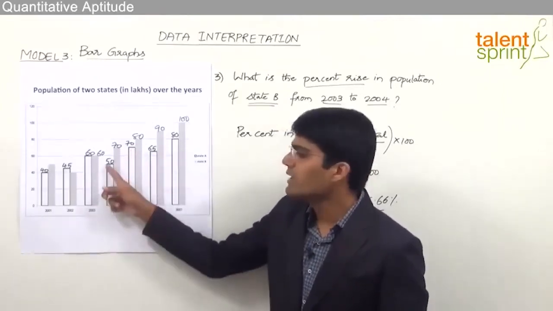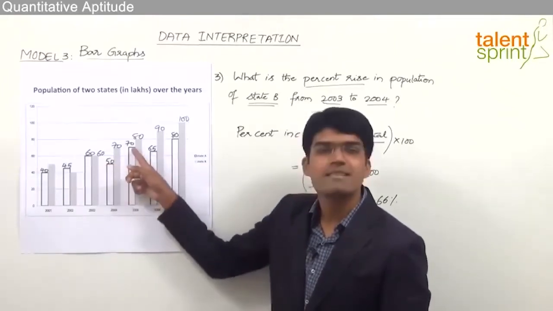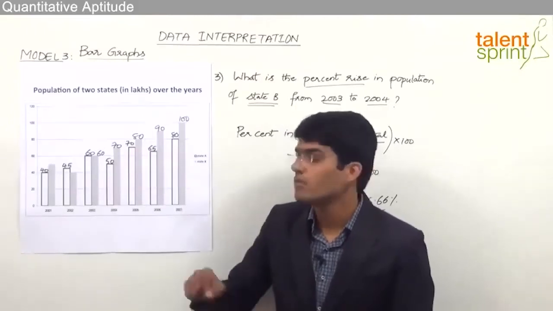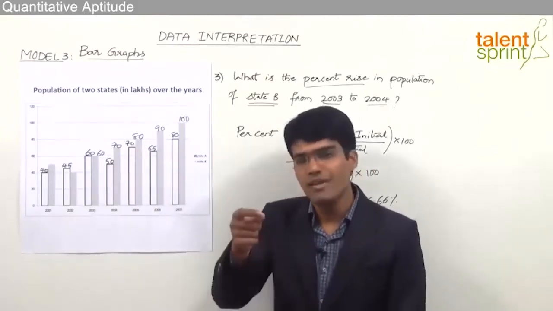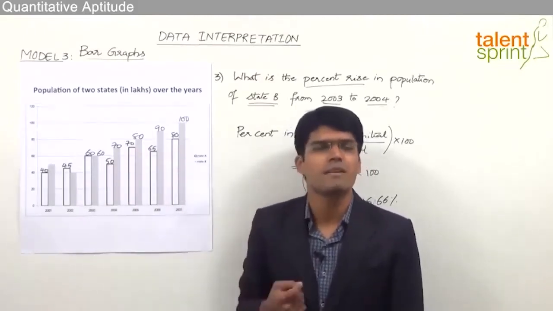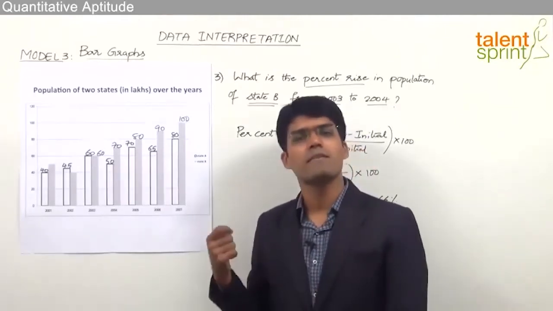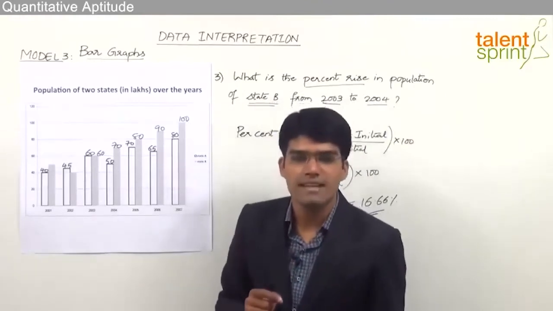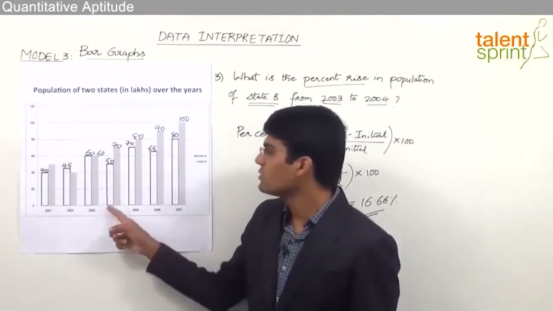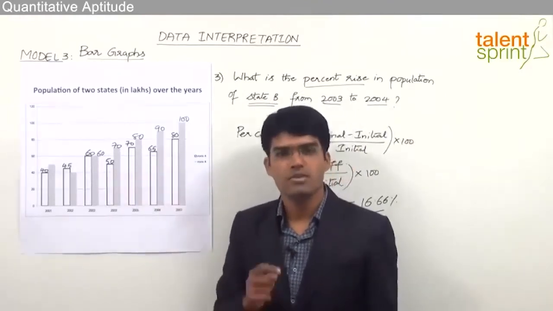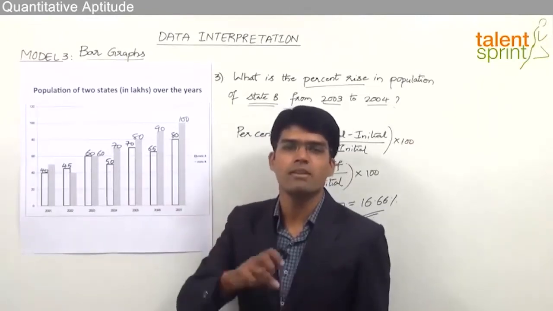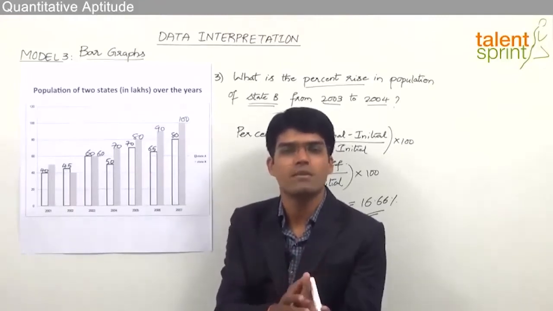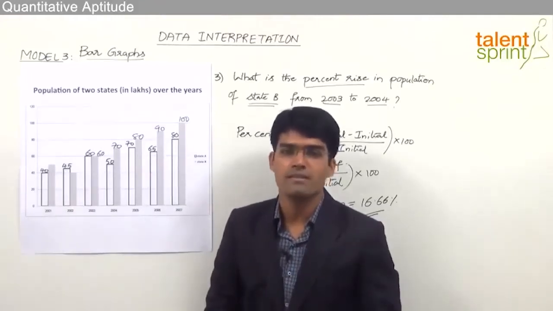So 2004 the value is 50 lakhs, 2005 it is 70 lakhs. So increase is how much? 20 lakhs. 20 lakhs on initial value. What is initial value? 50 lakhs. So 20 by 50 into 100. 20 by 50 into 100 is 2 by 5. 2 by 5 into 100, and we know that 2 by 5 is 40%. So we can say that population of state A has increased by 40% from 2004 to 2005. So it's all about taking the difference on initial value and multiplying with 100. And if you are comfortable with fractions into percentages conversion, you can directly say what's the answer without doing any calculation on paper.